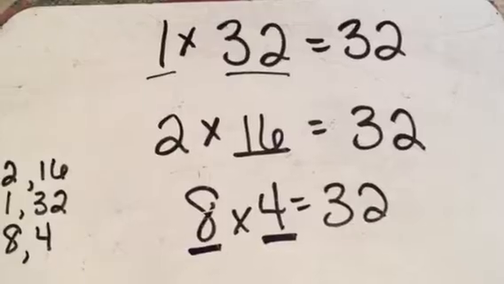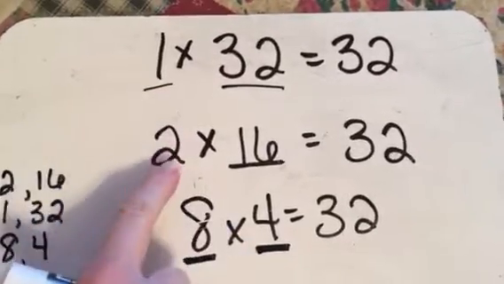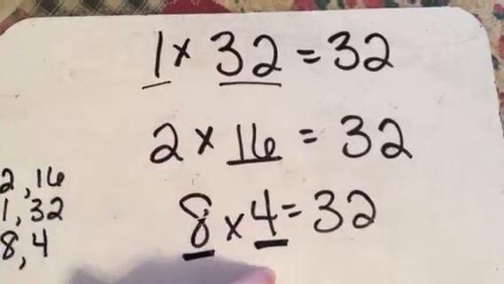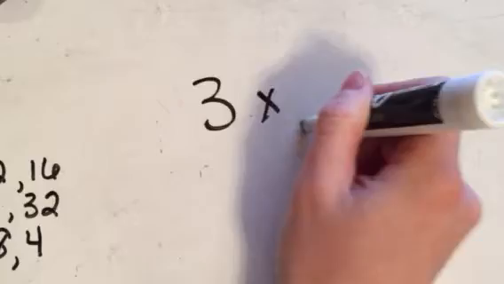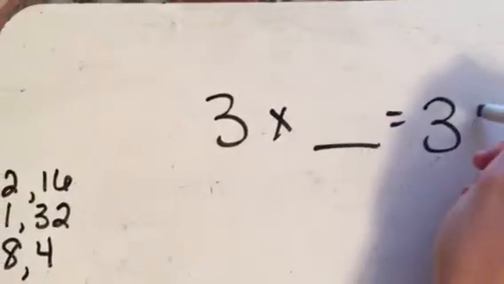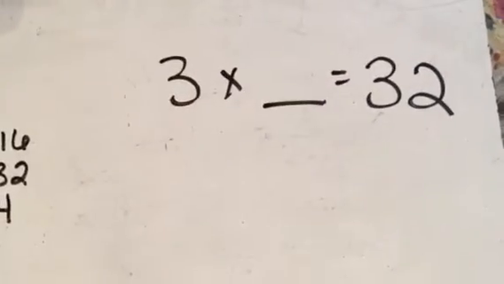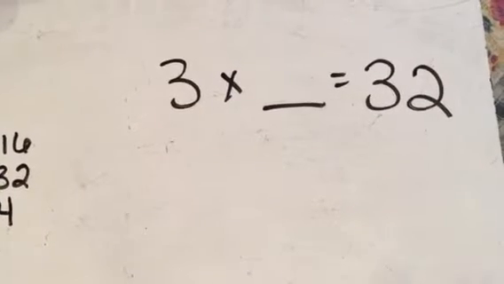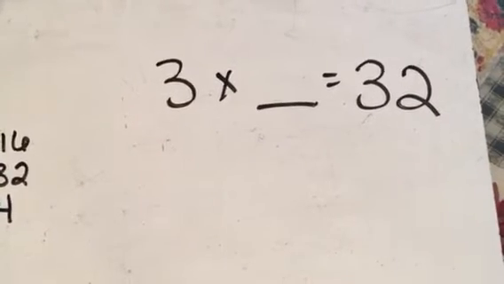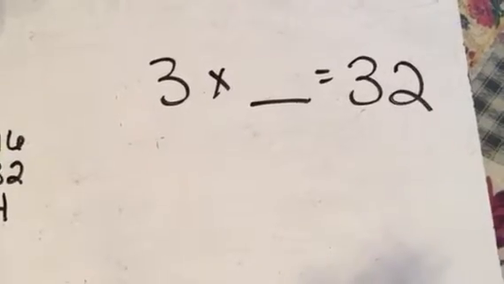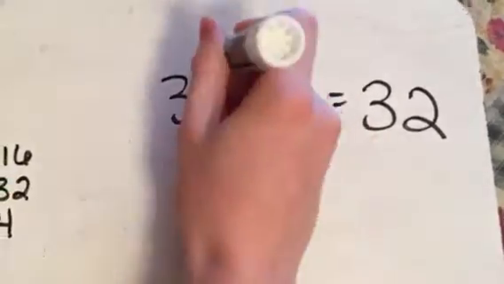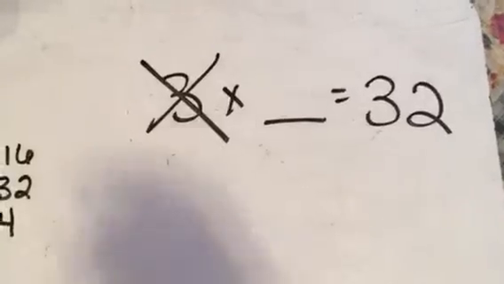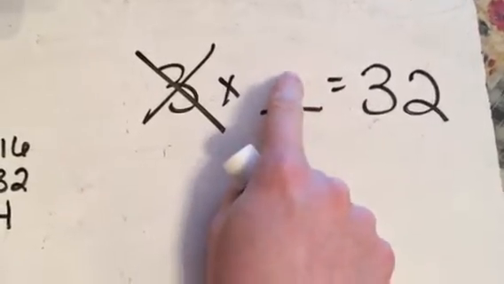Now let's try 3. So we have 1, 2, we've done 4. Let's try the number 3. So is 3 times something 32? Well, I know that 3 times 10 is 30. 3 times 11 is 33. So there is no factor that would work there. So 3 is not a factor of 32 because I can't find another number to multiply it by.